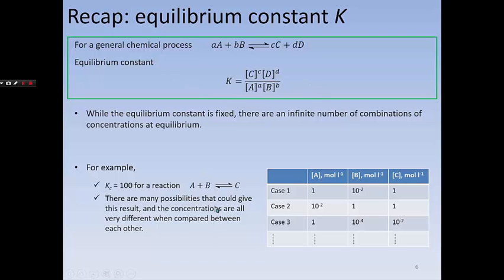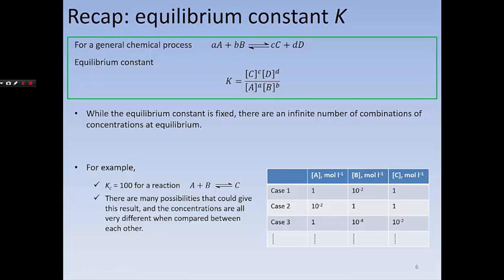This slide shows that for any given chemical reaction, there is a relationship between the concentration of the products and reactants at equilibrium. Please note the concentrations in this equilibrium constant equation should be concentrations at equilibrium. From this equation, we can see that while the equilibrium constant is fixed, there are an infinite possibilities of combination of equilibrium concentrations. I have provided an example on this slide to explain this point.